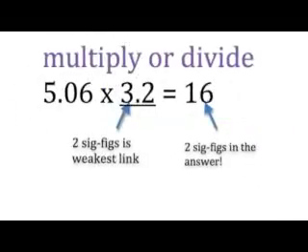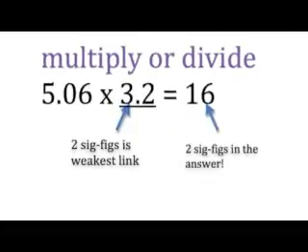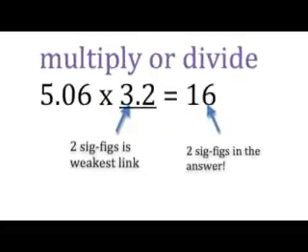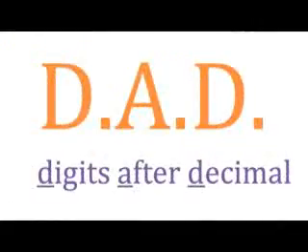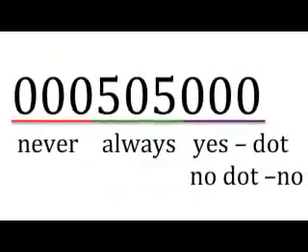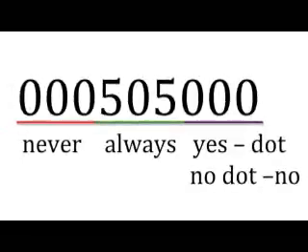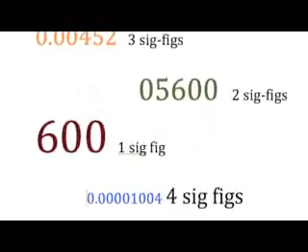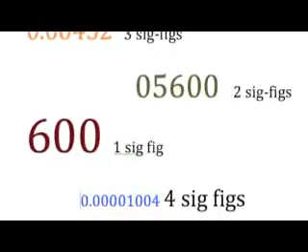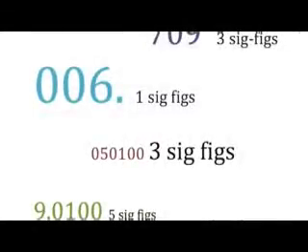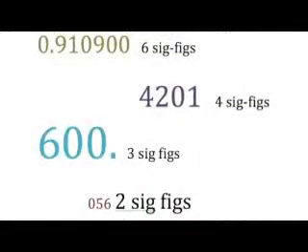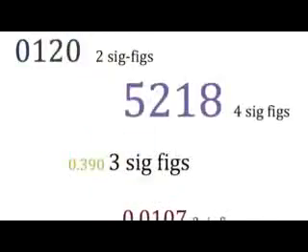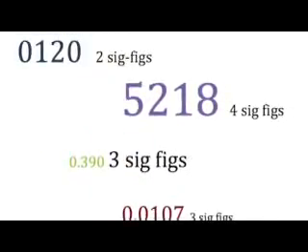Now it's time to do the math. When you multiply, look for the weakest link. Then when you add or subtract, look at the decimal places. Just think, beginning is never, the middle is always, the end: yes, dot, no.